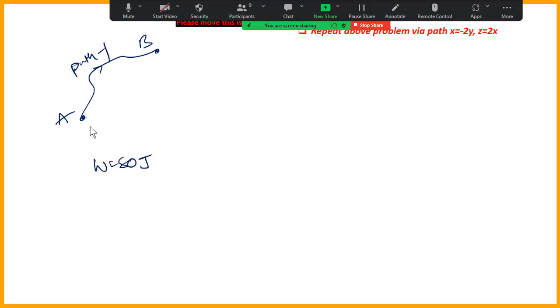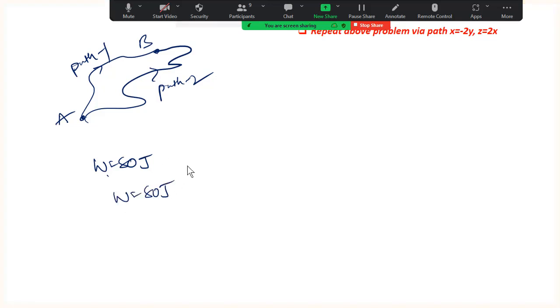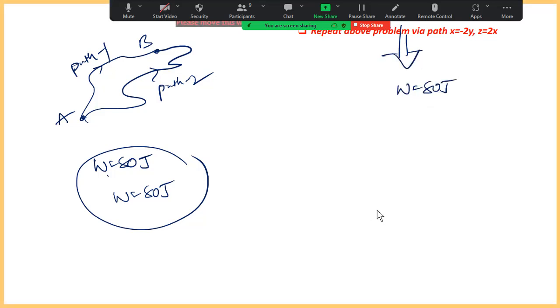Now what will you do? You move the same charge, but we are changing the path now. This is the second path, path 2. So in path 2 also you will get the same amount of work, that is 80 joules only. So for this question also the answer is 80 joules only. So this is very, very important.